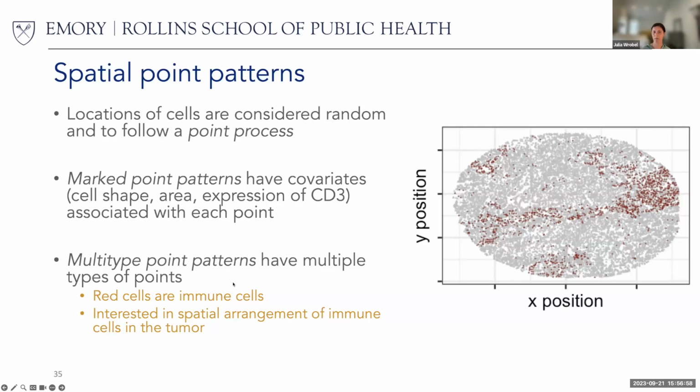A multi-type point pattern would be a point pattern where you have multiple types of cells. So the multi-type would be different types of cells. What I have here is an image where the red cells are immune cells and the gray cells are tumor cells. And we might be interested in the spatial arrangement of immune cells in the tumor.